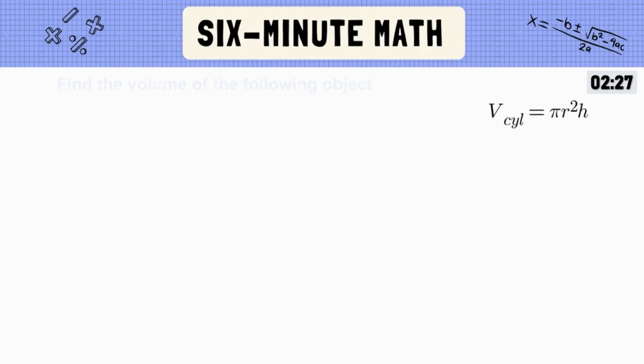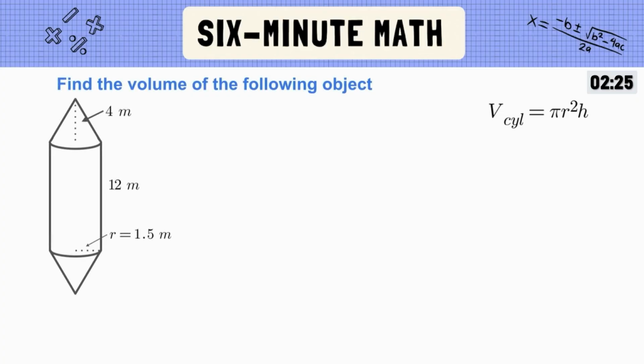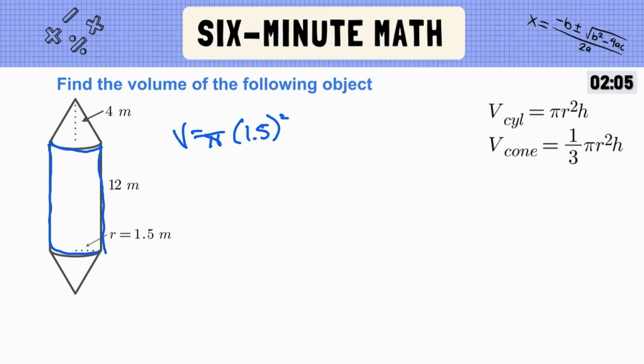Let's check out another example. We have to find the volume of the following object. I have a cylinder and I also have 2 cones. So let's find the volume of that cylinder first. We have our volume is equal to pi times the radius of 1.5 squared times my height of 12. I plug that into a calculator for a volume of 84.8230.